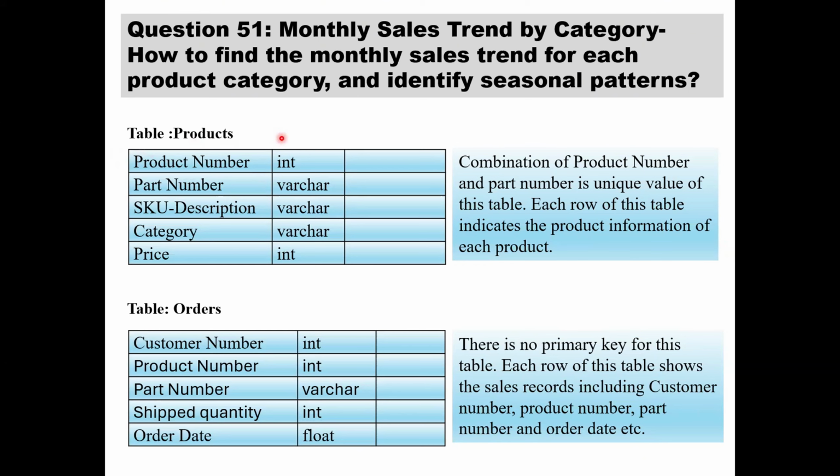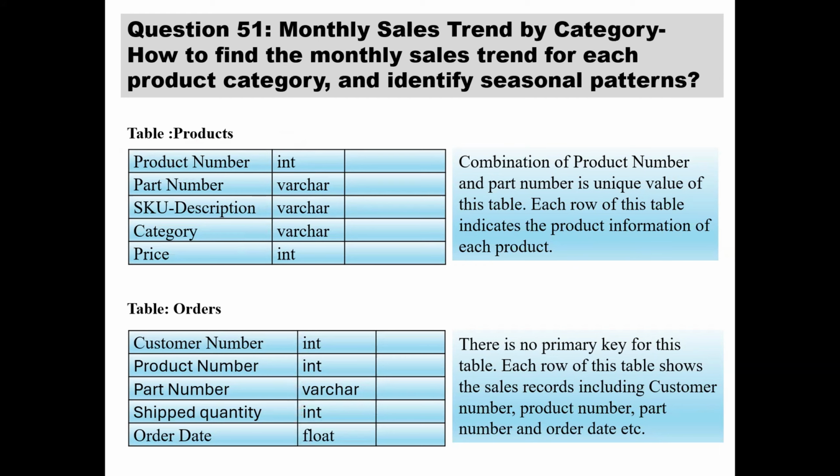The products table contains product information: product number, part number, SKU description, category, and price. The orders table records sales: customer number, product number, part number, shipped quantity, and order date.